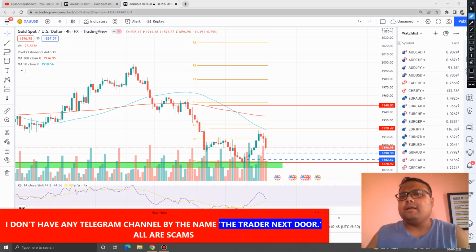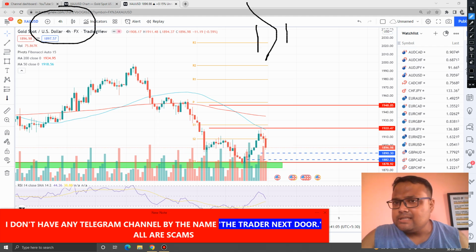But yes, dynamic resistance is not a very strong one. That's why I'm saying this is for day trading purposes only. For 40 pips, 50 pips, you can expect selling pressure around the 50 moving average. So the 50 moving average on the 4 hour time frame is the first resistance. 1920-1921 is the second resistance in the market.